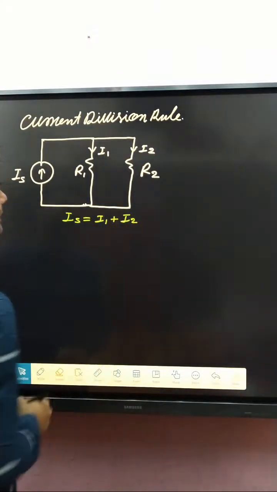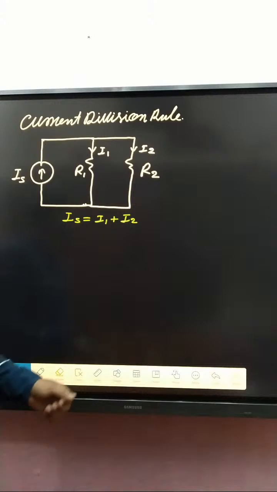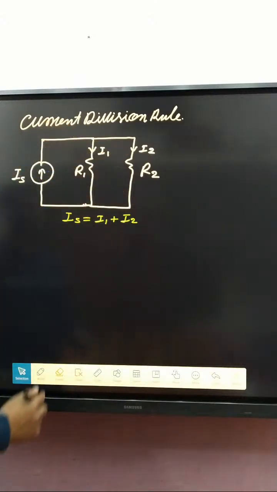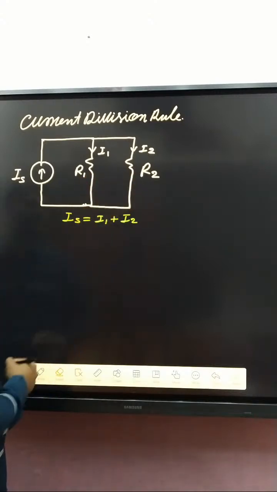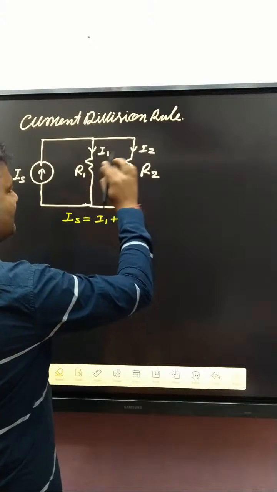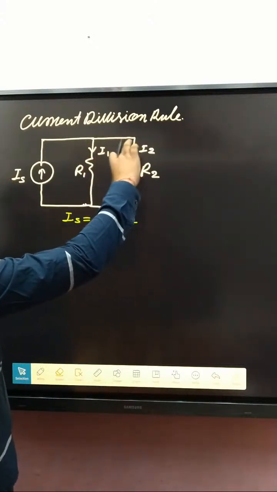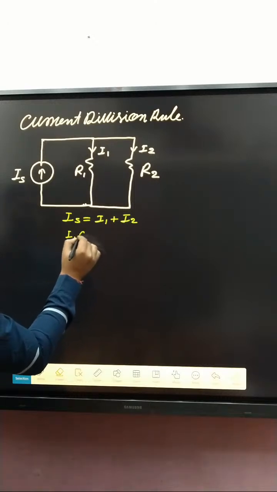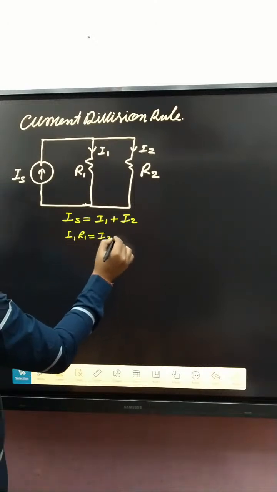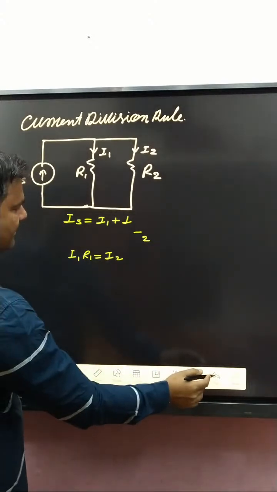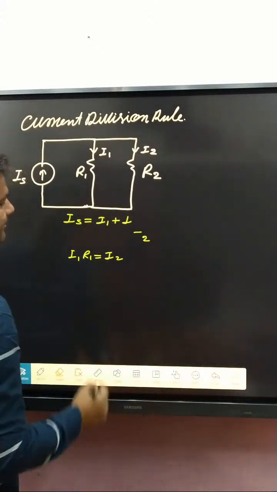Here I2. Okay. Incoming current IS and outgoing current I1 plus I2. Now both I1 R1 voltage are same because both resistances are parallel. So that one written I1 into R1 is written as how much? I2 into R2.